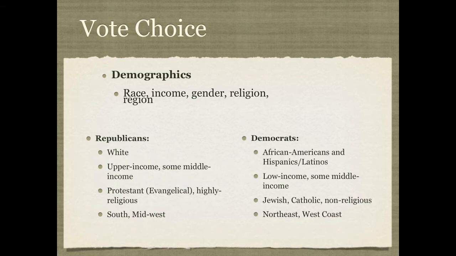Republicans, on the other hand, tend to do much better among whites, among upper income individuals, and also some upper middle income. They do very well among Protestant Christians, especially those that we refer to as evangelicals, or sometimes born-again Christians, and other groups that are highly religious. And finally, Republicans tend to do very well in the South and also fairly well in the Midwest. So that just gives you a sense of how the different demographics in our country divide along partisan lines.